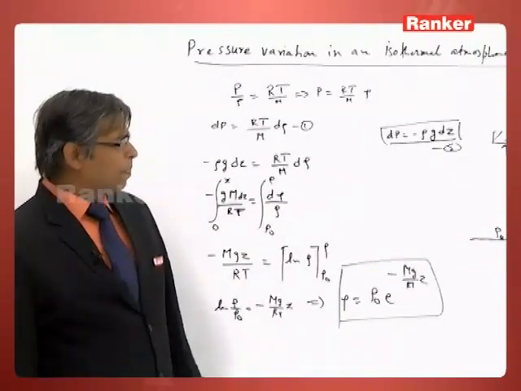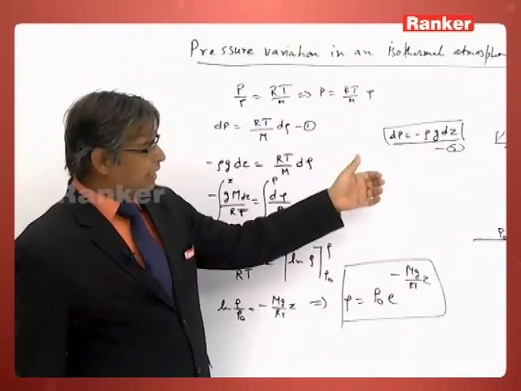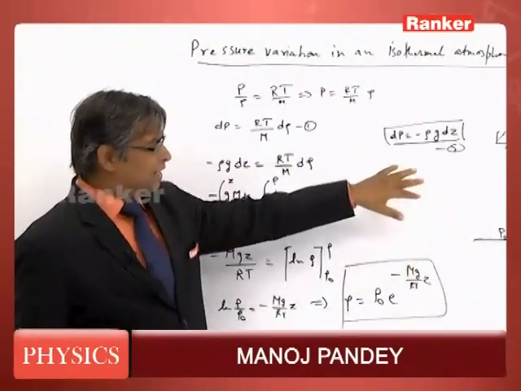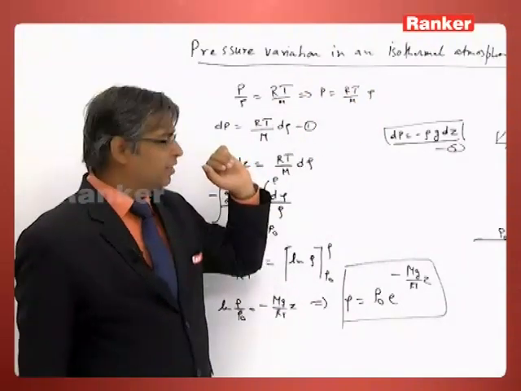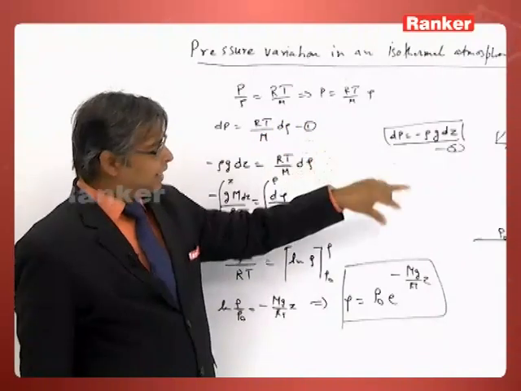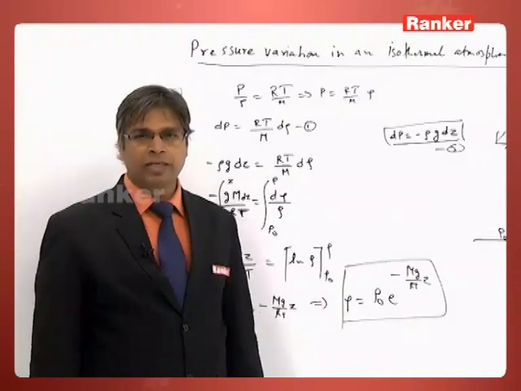Now let us see, if we set another condition that it is not isothermal but rho is constant, then temperature will vary with z. So we will see how temperature varies with z if rho is assumed to be constant, the density of the gas is assumed to be constant.